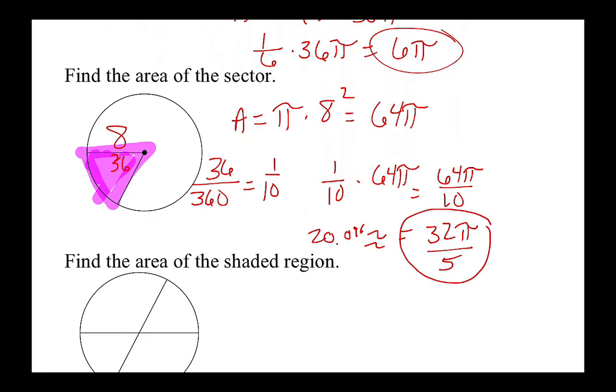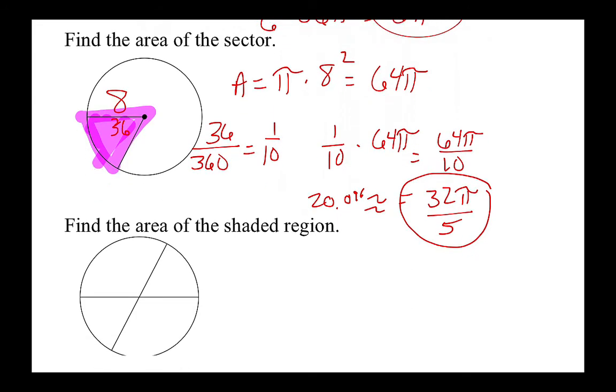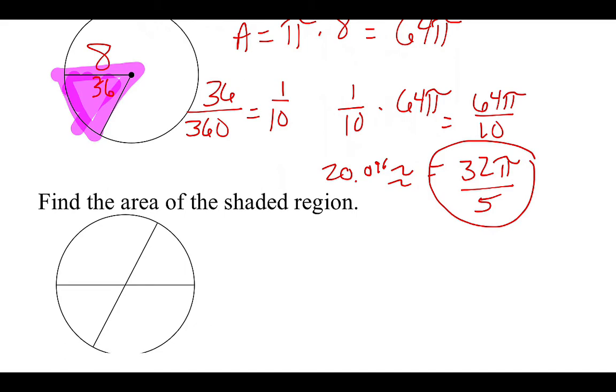The only other way I might ask this question is if I give you a circle and I say, well, find the area of the shaded region. So let's say this sector right here is shaded in, and this sector over here is also shaded in. We just have to find the area of 2 sectors instead of 1. So I need to give you some information. Let's say that this central angle right here is 120. And let's say the radius is 10.